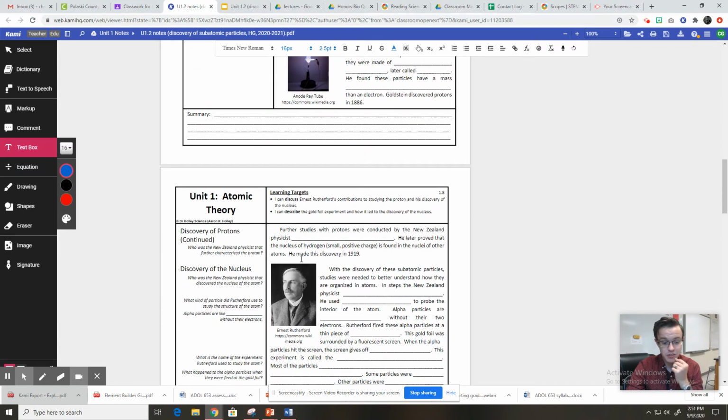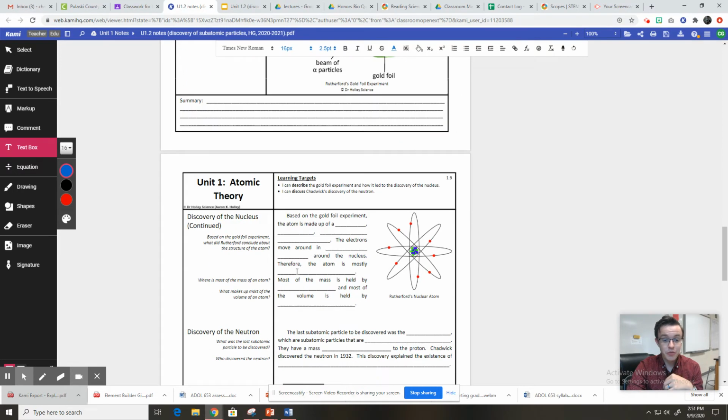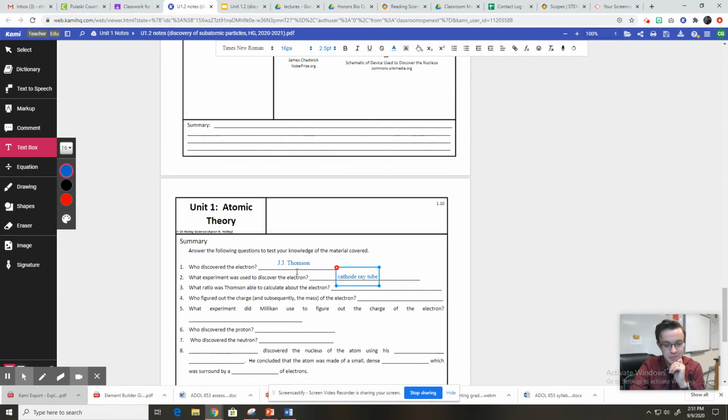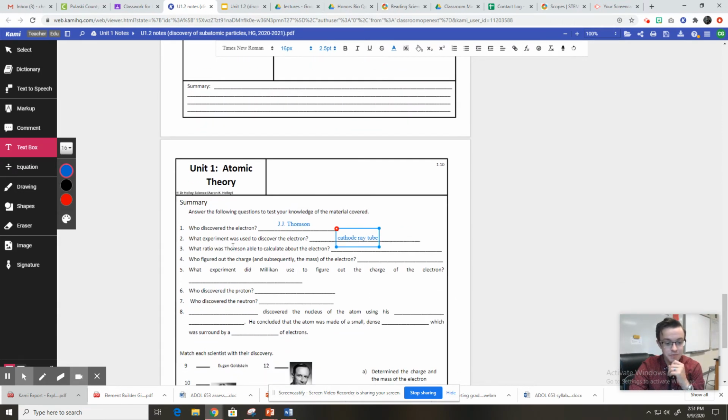Okay, that's actually how all electricity works. It's just the movement of electrons through something. So when you turn on your light, you're completing a circuit so that electrons can get to your light bulb and hit the filament and make it light up. It's pretty interesting. So he used a cathode ray tube.